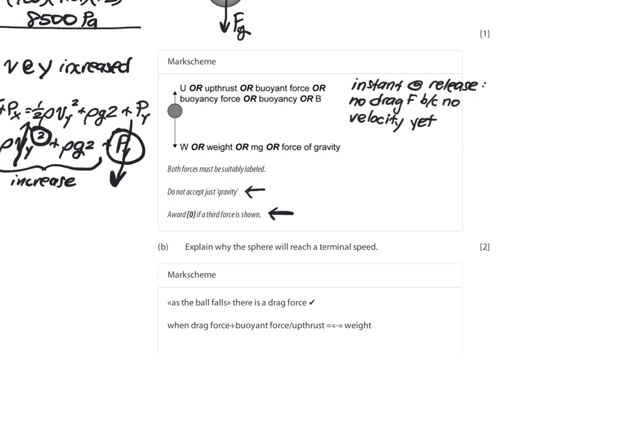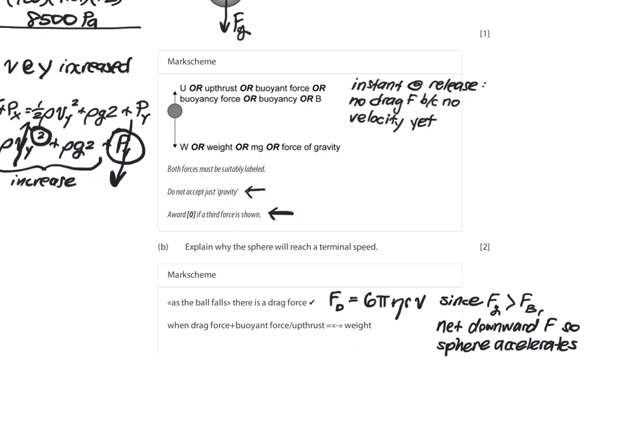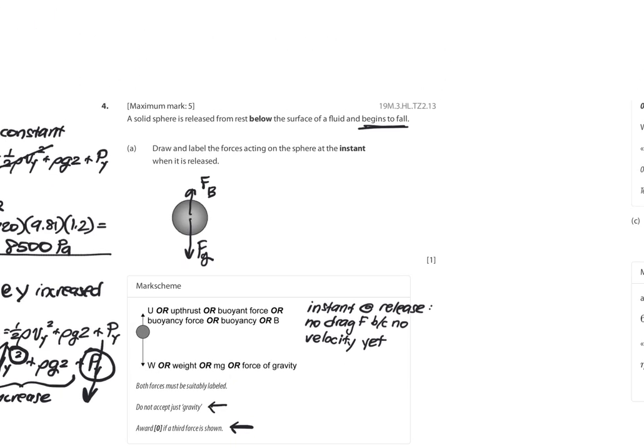And then B says, explain why the sphere will reach a terminal speed. So there is a drag force, and the drag force is given by 6 pi times the density times the radius of the sphere times the speed of the sphere. And so since the gravitational force is greater than the buoyant force, there is a net downward force, so the sphere accelerates. And again, just to reiterate why we know that the gravitational force is greater than the buoyant force, we come back to begins to fall.